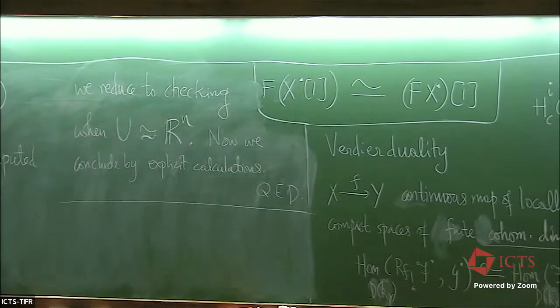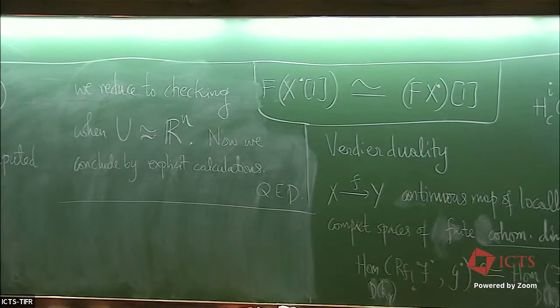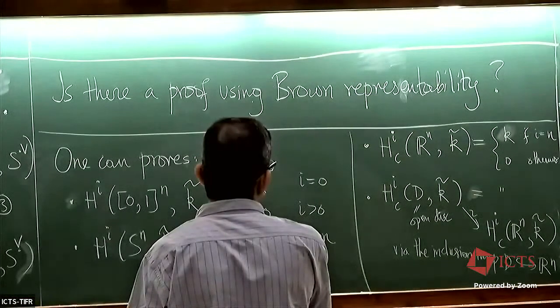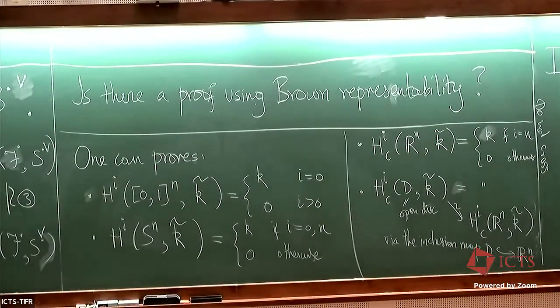We have done the explicit calculations because when U is homeomorphic to Rn, then, didn't we do it? We did. Maybe I am doing a bit. It should follow from these calculations. So if U is Rn.